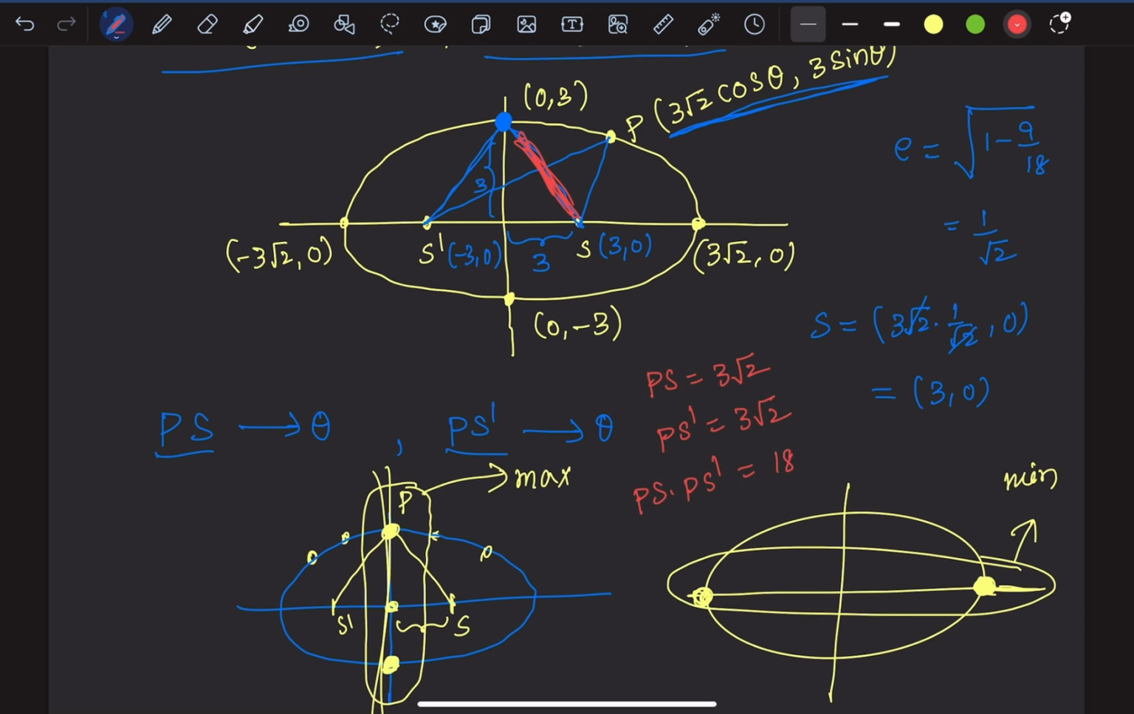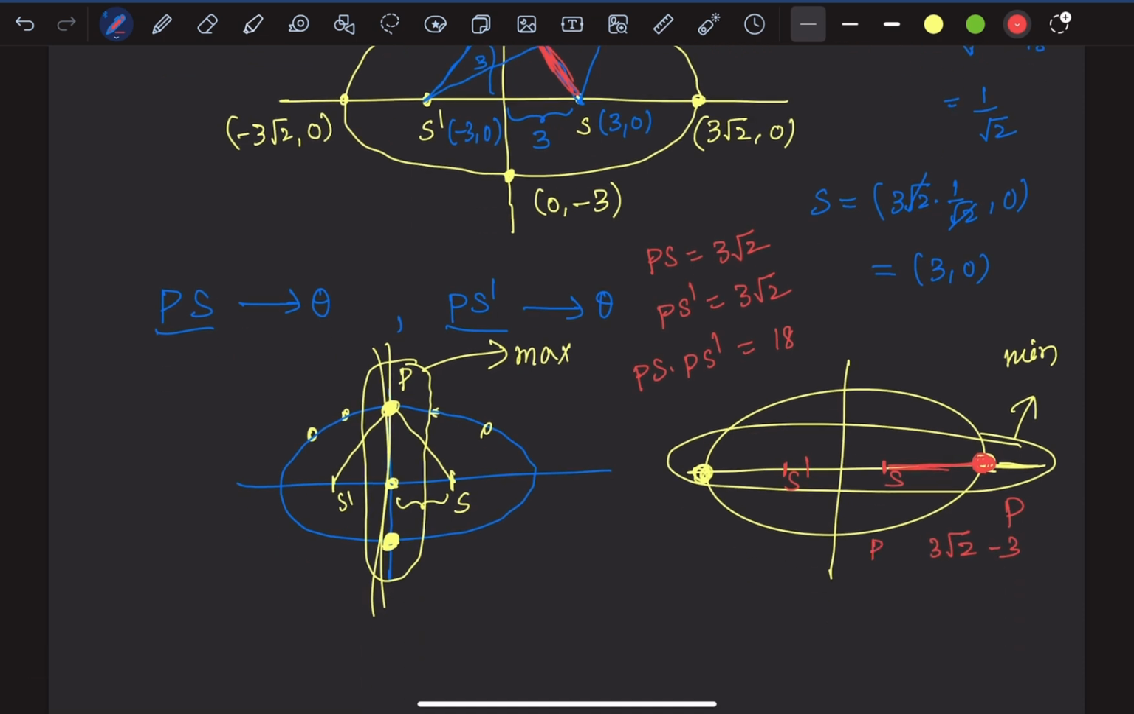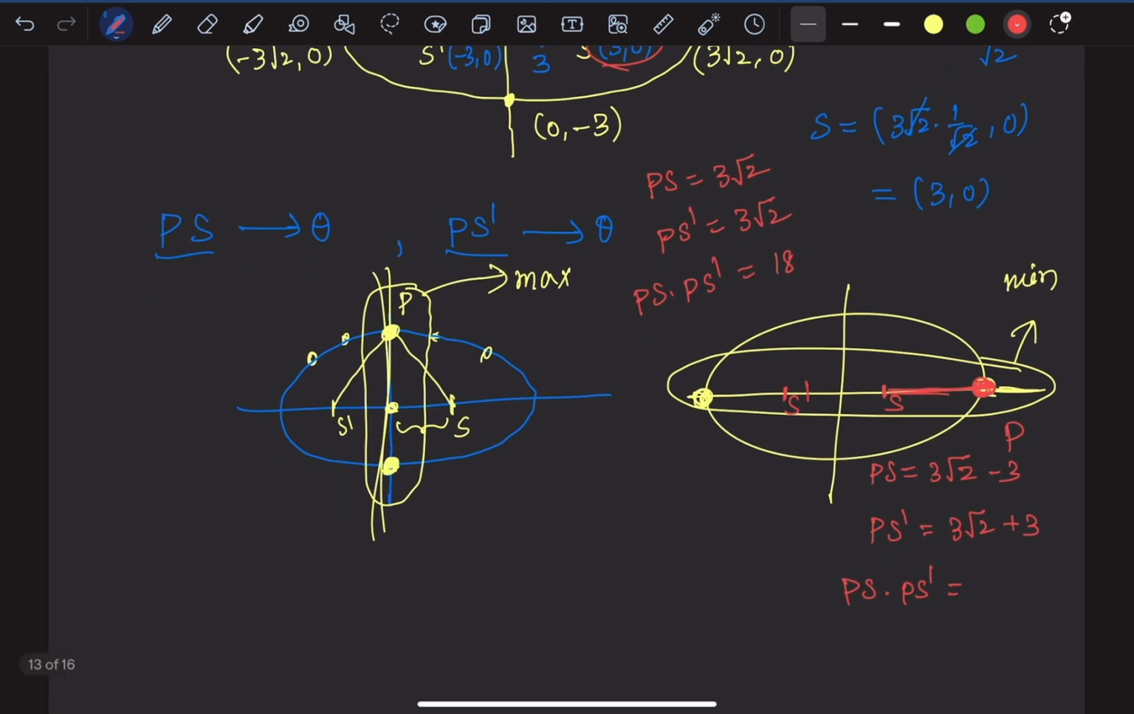All right, so let us say P is here, and this is S dash. Then PS will be 3 root 2 minus 3, because this is 3 comma 0, and PS dash will be 3 root 2 plus 3. So here PS multiplied by PS dash will be this multiplied by this, which is simply 9. So here you got the maximum value and here you got the minimum value, and you are asked to find the sum of maximum and minimum values, which is 27, and this is your answer.